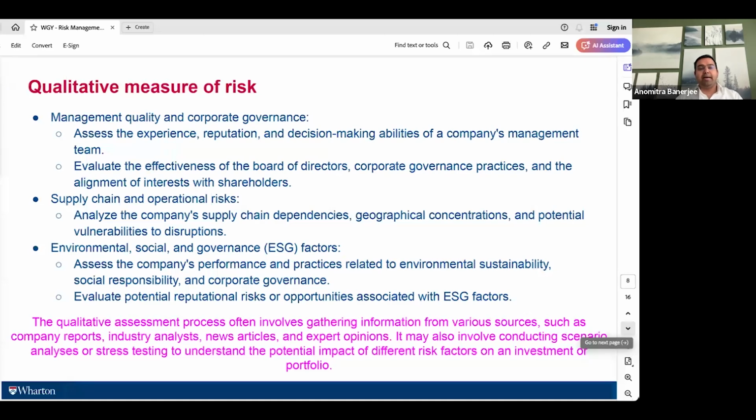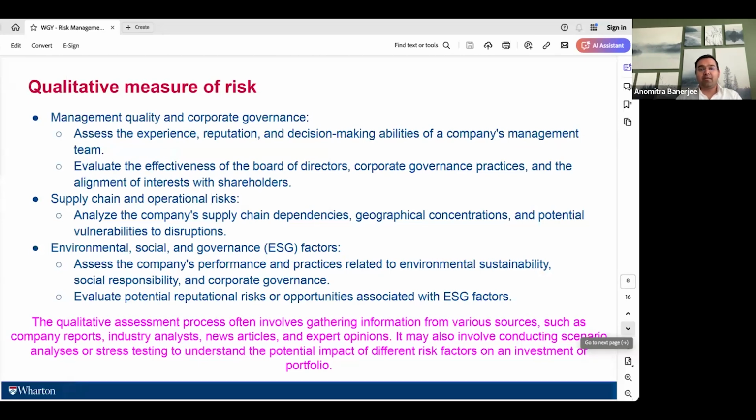The third thing is about management quality and corporate governance, right? Like, again, for lack of better example, we do not want to invest in Enron, right? We all know what happened with that company. So think about what's the reputation, how does the decision-making abilities of the company's management team look like? How much responsible are these guys? How much ethical are these guys, right?